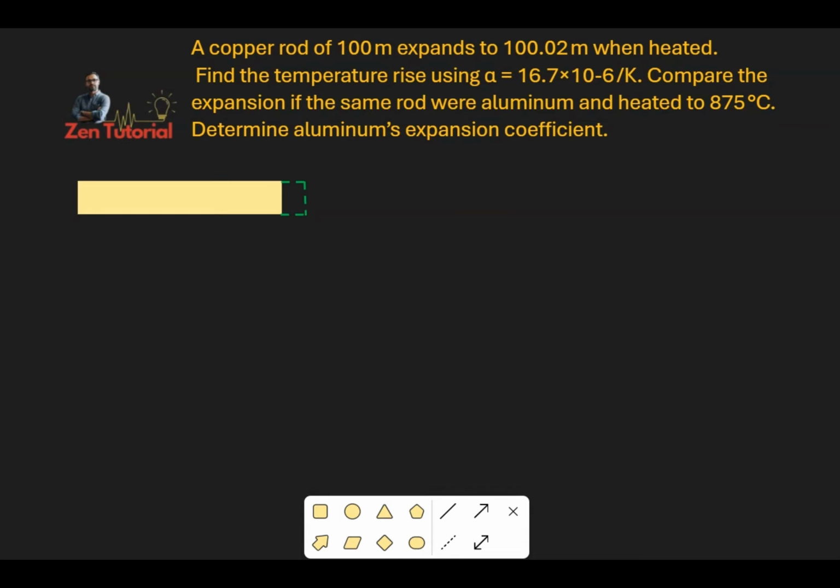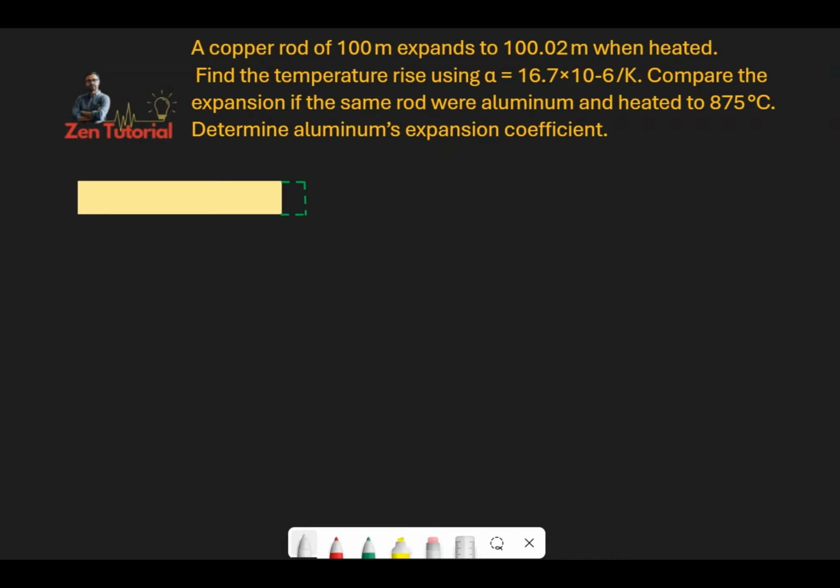Problem: a copper rod, initial length is 100. So the initial length L naught is equal to 100 meter, and this expanded region is 0.02 meter. So altogether it is 100.02 meter.